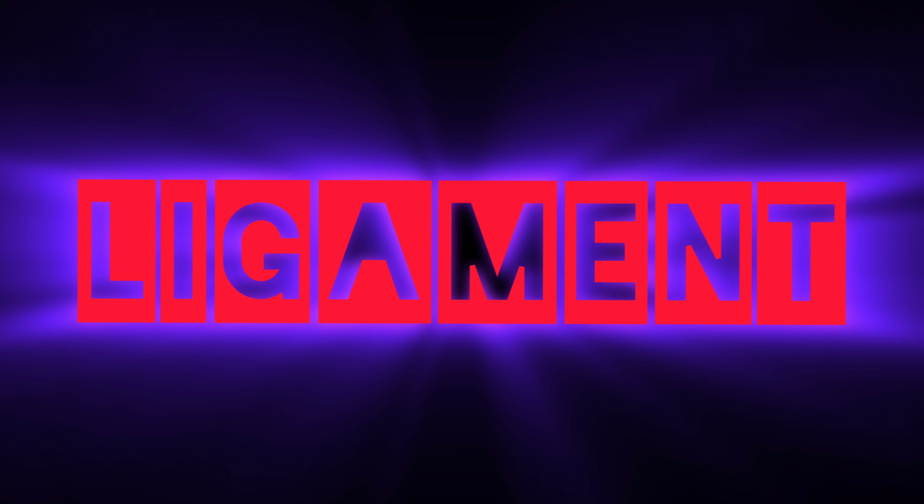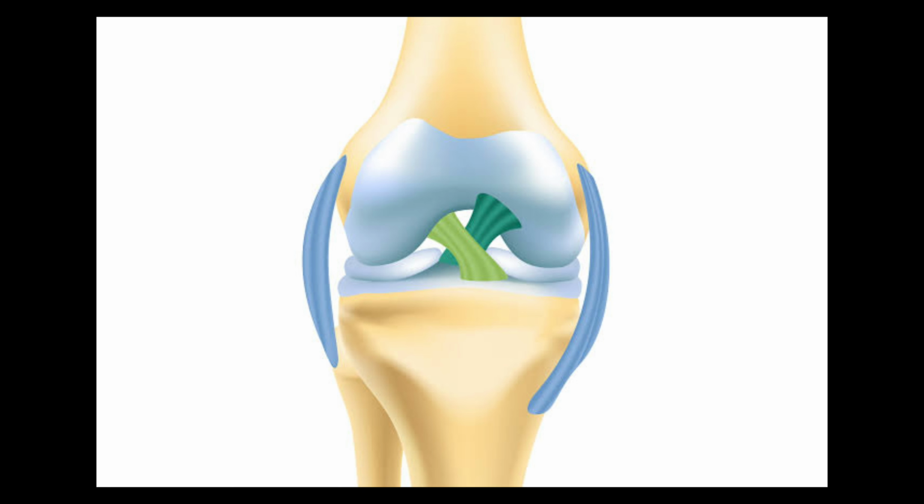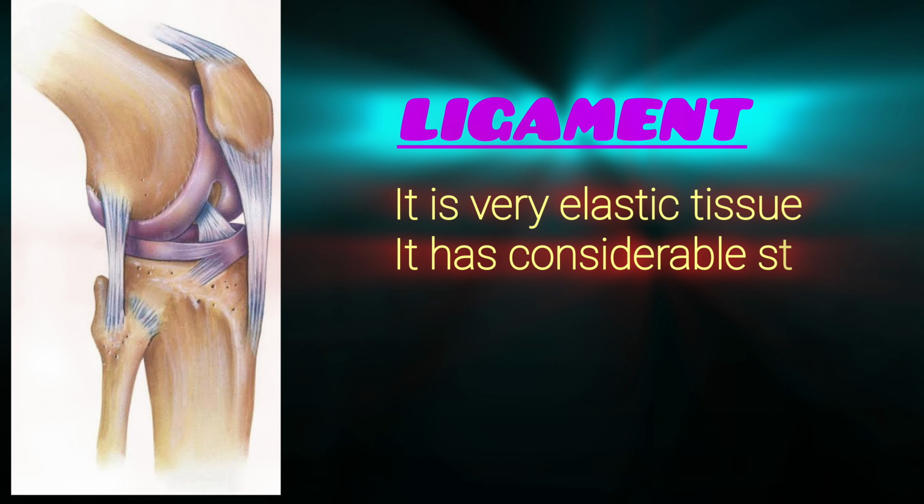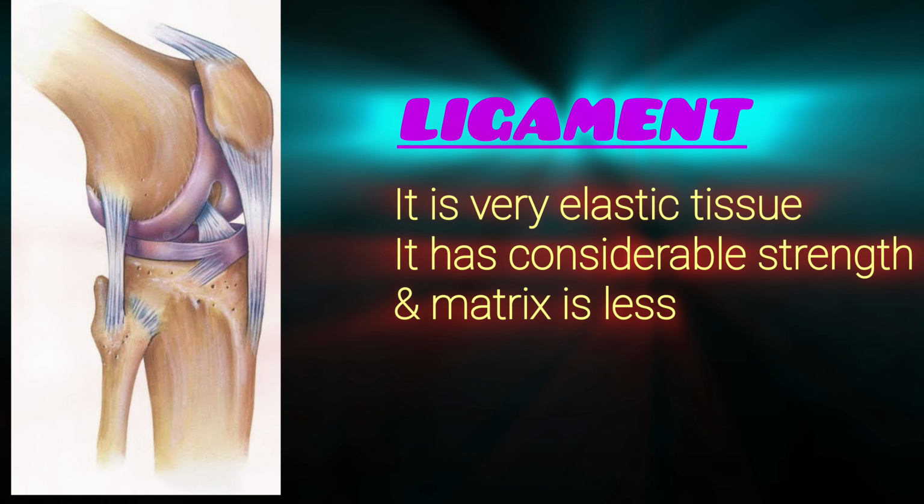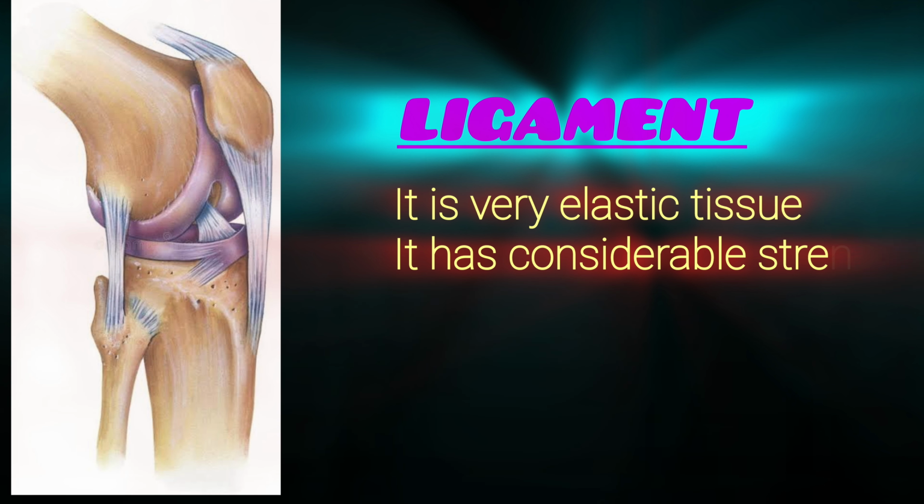First, let us see about ligaments. Ligament is a kind of connective tissue that connects two bones together. It is very elastic and has considerable strength. Ligaments have very little matrix.